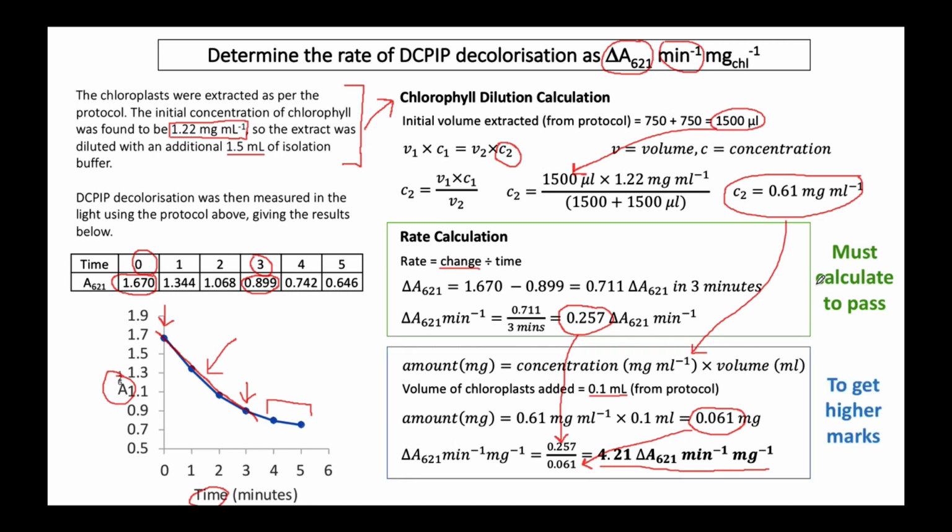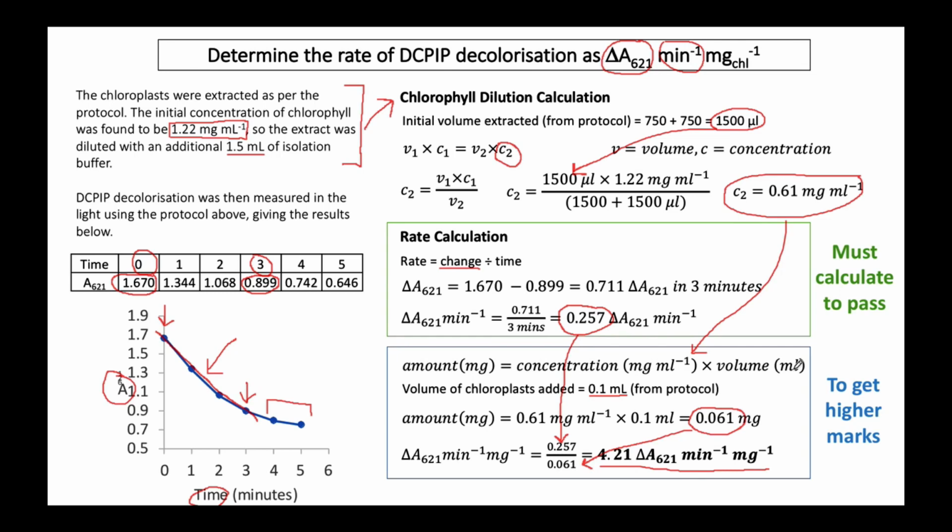If you want to get good marks on the assignment, you also need to do this chlorophyll concentration. So to normalise by the chlorophyll concentration there, using both our V1C1 thing to get the diluted chlorophyll concentration, and then this amount equals concentration times volume. So there's a few different steps in there. Watch the video a couple of times so that you understand it, and then try and do it with your own data. Substitute your own values into the equations to work out your own rate values.